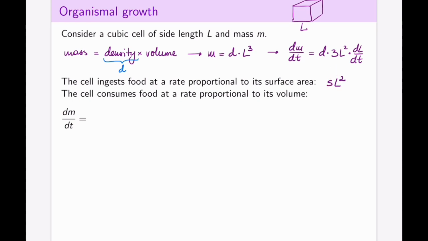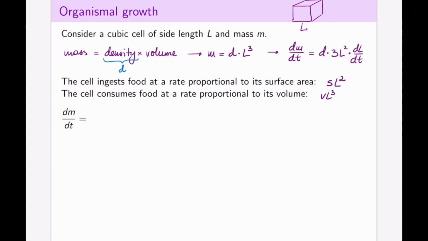On the other hand, the cell consumes food at a rate proportional to its volume. It has to actually sustain life throughout the entire cell, so it's proportional to the volume. I'm going to call the proportionality constant here V, and the volume, as discussed before, is actually L cubed.